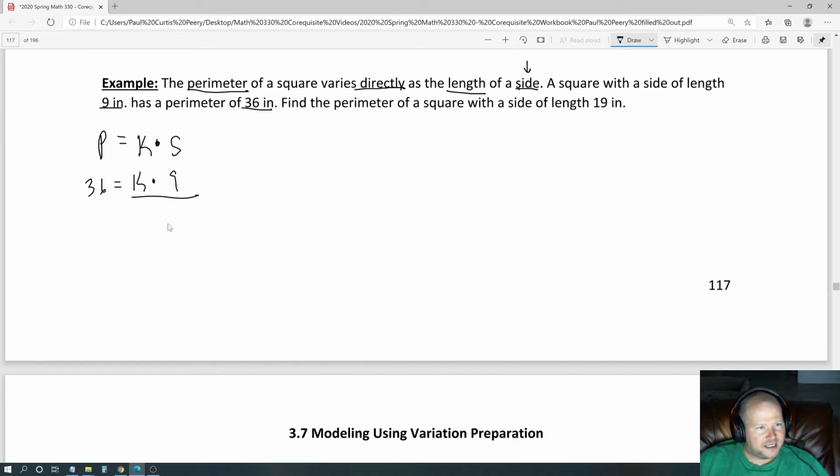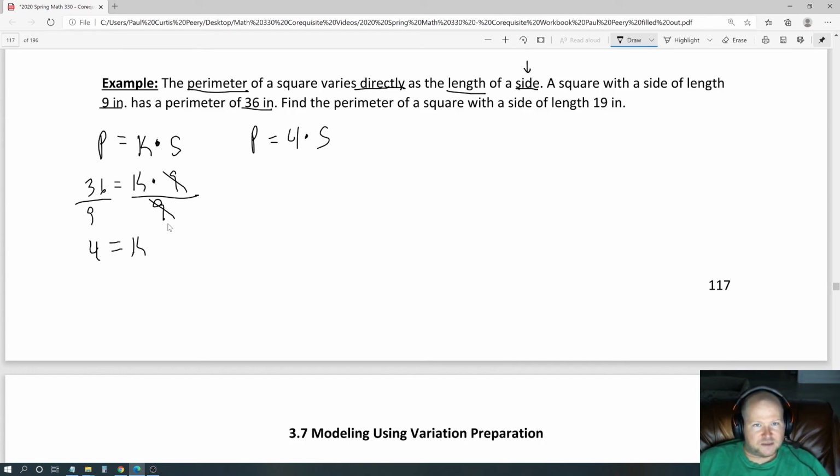So we divide both sides by 9 to solve for k. How do we undo the multiplication of k by 9? We divide by 9. And whatever we do to one side, we do to the other. Cancel, cancel. And we end up with 4 is equal to k, or k is equal to 4. Then we go back and we rewrite the original equation, except instead of writing a k there, we write a 4 there. And we have 4s.